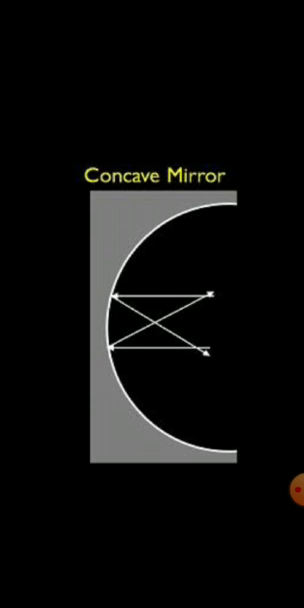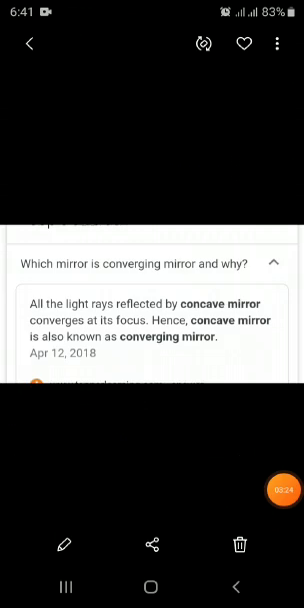We also call it the converging mirror. Why do we call it the converging mirror? Because all the light rays reflected by the concave mirror converge at its focus, at one point. They come together and they converge. That's why we call it the converging mirror. When an object is placed close to a concave mirror, the image in the mirror will always be larger than the object really is.